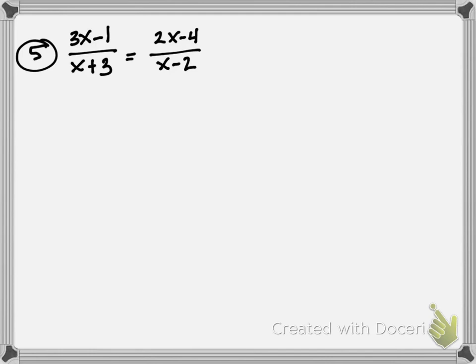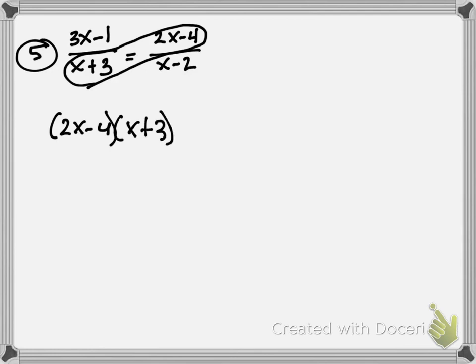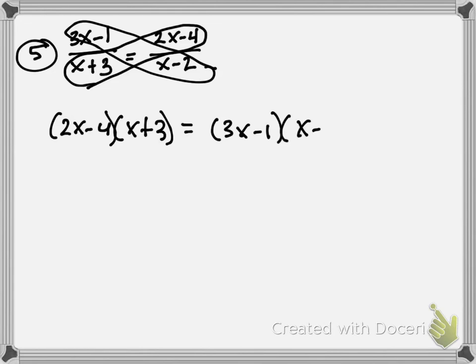This one, again, pretty ugly, but you'll be okay. All right, this one, if we notice, it's proportional. Two fractions set equal to each other. So we're going to multiply 2x minus 4 times x plus 3. And we're going to multiply 3x minus 1 times x minus 2. All right, this is FOIL, so you have 4 things you should be left with here.